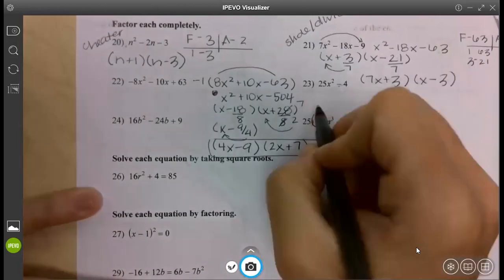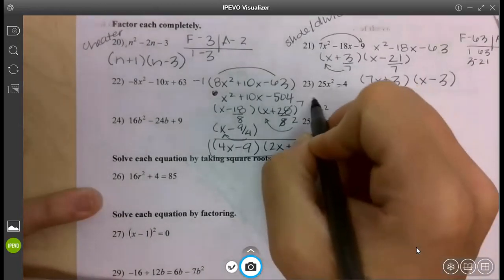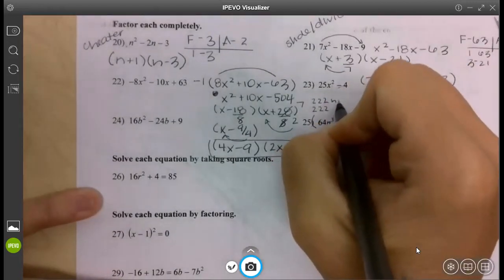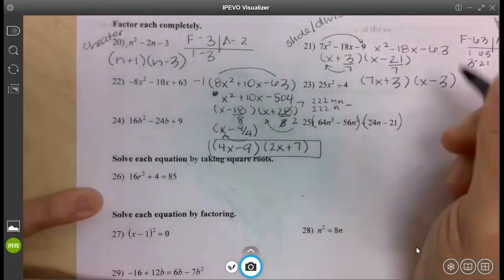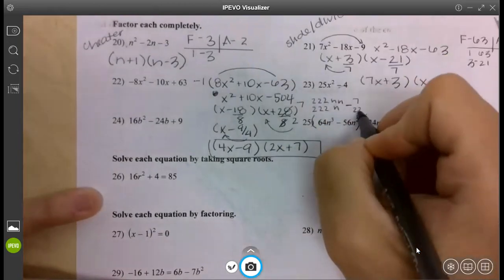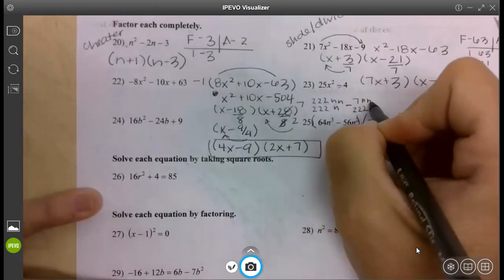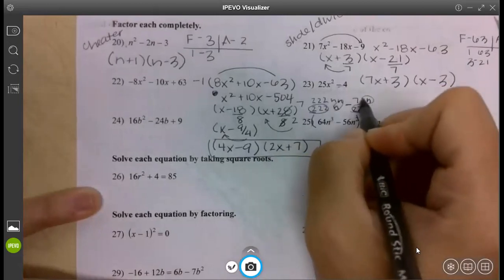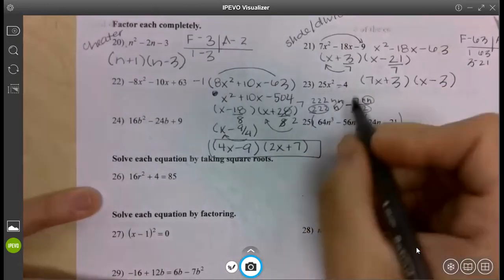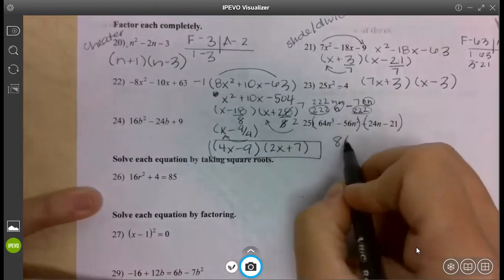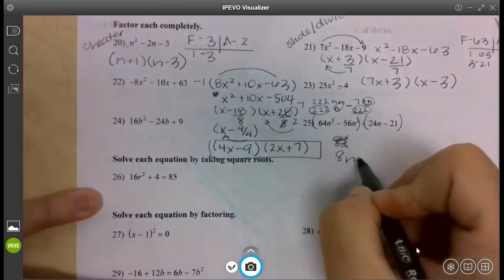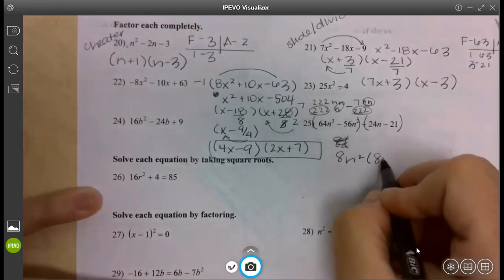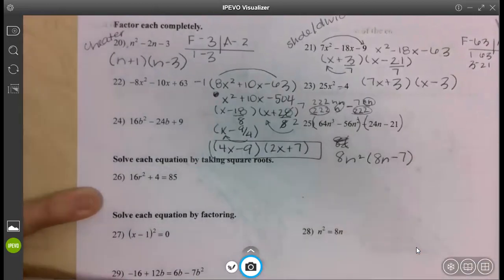64 is 8 times 8, which is 6 2s and 3 n's. Minus 56 is 7 times 8 and 2 n's. If we look at that, there are 3 2s and 2 n's in common. So 2 times 2 is 4 times 2 is 8. Sorry, 8 and 2 n's. That leaves us with 2 times 2 times 2 is 8 and an n minus 7.